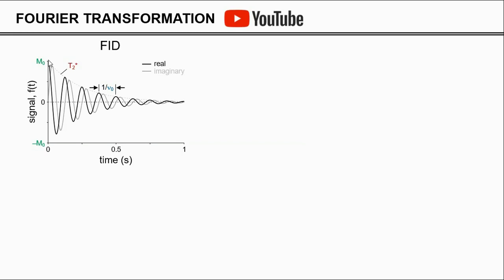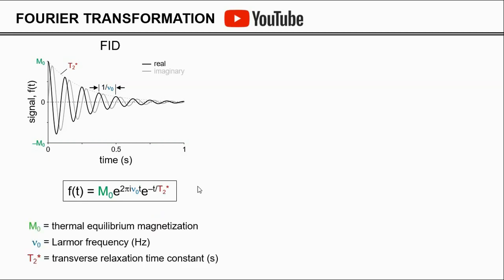So in NMR, our signal is acquired in the form of a free induction decay, and that has the general form of a signal that starts with maximum intensity equal to M0, the thermal equilibrium magnetization, and it exponentially decays over time due to T2 star relaxation, and it oscillates at a certain frequency. The signal is mathematically described as such, where M0 is a scaling, we have a complex exponential with a frequency in it, and we have a regular exponential describing the T2 star relaxation. And these are again the three parameters.